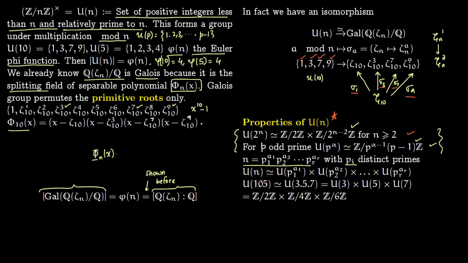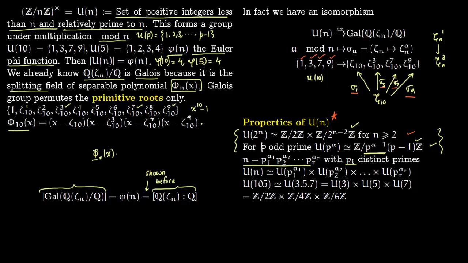So for example, U(105): you decompose 105, so it is the product of 3 times 5 times 7. So this will decompose as U(3) times U(5) times U(7). Now all three of them are odd primes, so we are going to use this formula here. Alpha is 1, so this first term goes away. This term will go away for all three of them. So we are left with Z/(p-1)Z.